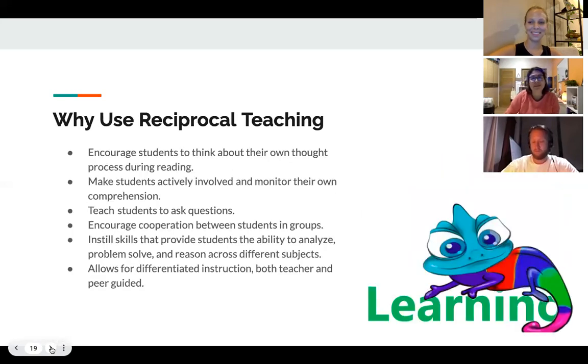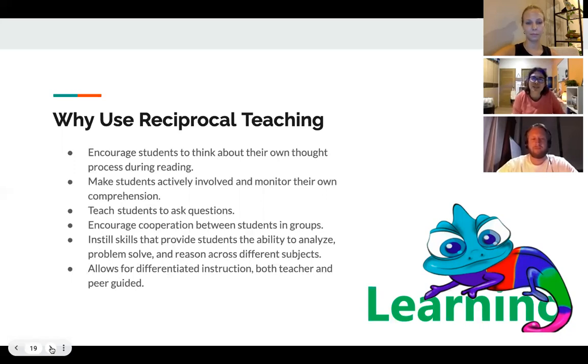Why we use reciprocal teaching. Some of the reasons why we use reciprocal teaching are to encourage students to think about their own thought process during reading. It makes the students actively involved and monitor their own comprehension. The more engaged the students are with what they're doing, the more interested they become. And when students become more interested in something, they are more prone to learn more. So this is a great technique and strategy to use for students.